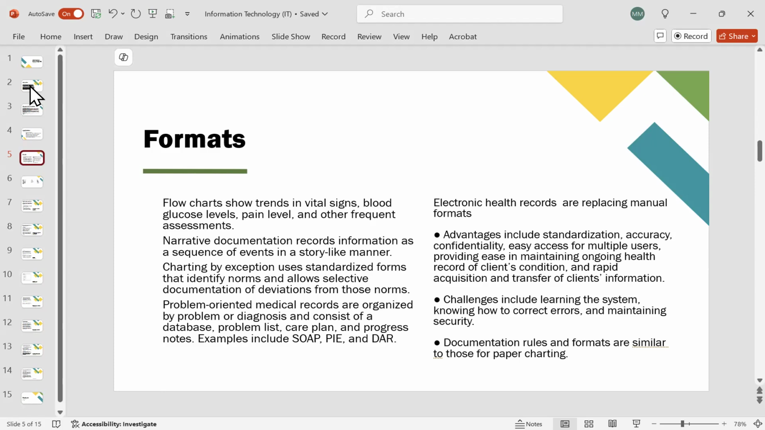Problem-oriented medical records. You probably won't see these, but I'll go over them just in case. There's SOAP, there's PIE, and there's DAR. On the next slide, I'm going to explain what they mean. Then electronic health records. We know that eventually everything's going to be electronic. There will be no paper.